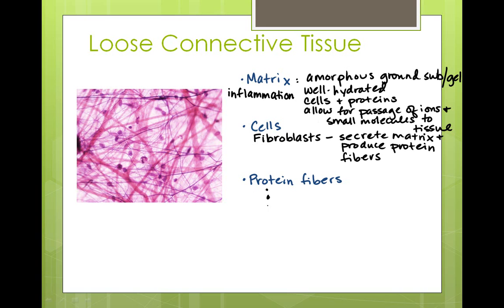There are three different kinds of protein fibers that you're going to find in loose connective tissue. The first is elastin, which is going to offer flexibility. The second component is collagen. And the third is reticulum. And these offer strength.